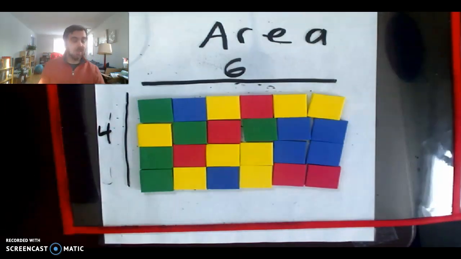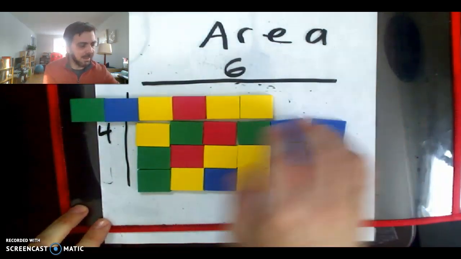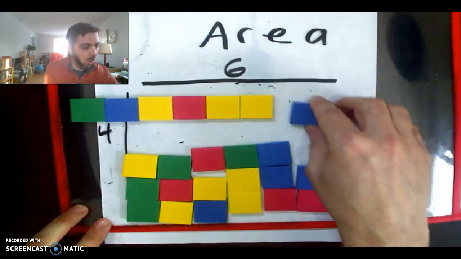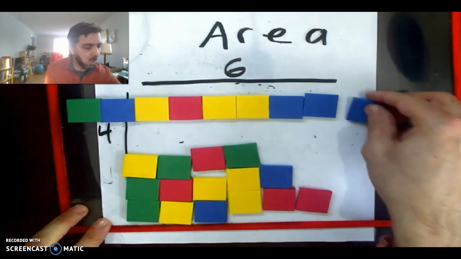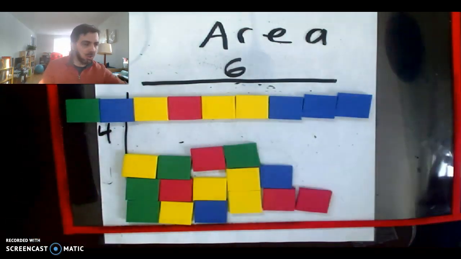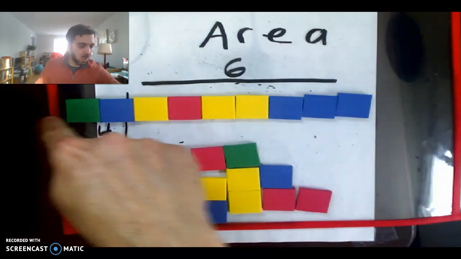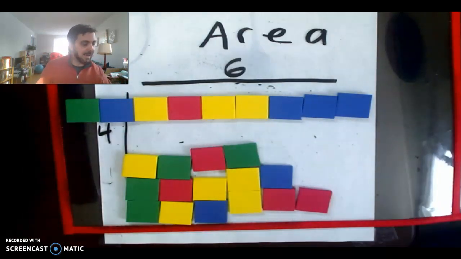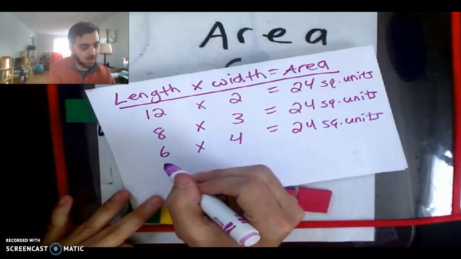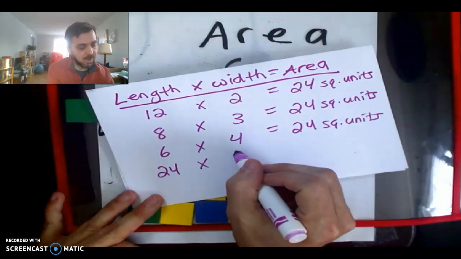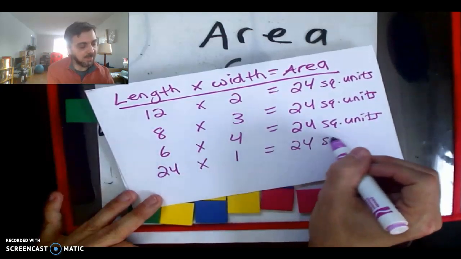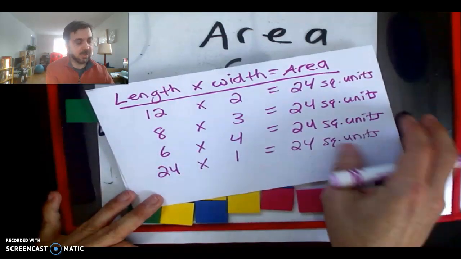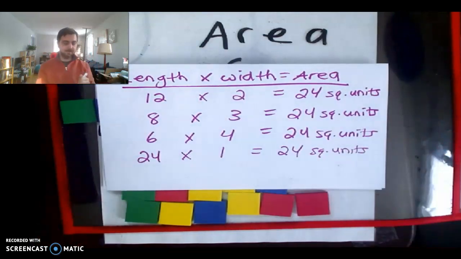Okay, so there is one more rectangle that you might have found. I'm not sure if you did, and I'm not going to show it here because it doesn't really fit. But you could make a rectangle that looks like this. That is 1 row, right? Just 1 big row of 24 going all the way across. So in that case, the length would be 24, the width would be 1, and you would still get 24 square units.